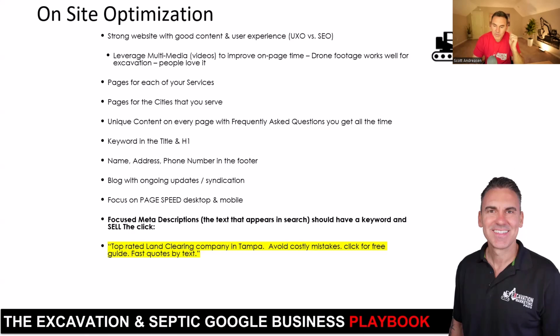Use focused meta descriptions. A meta description is the actual description that appears in the search results right below your link. So an example would be like, top-rated land clearing company in Tampa, avoid costly mistakes, click for a free guide, fast quotes by text. That kind of description I just read helps sell the click because they're avoiding costly mistakes, they get a free guide or a fast quote by text.